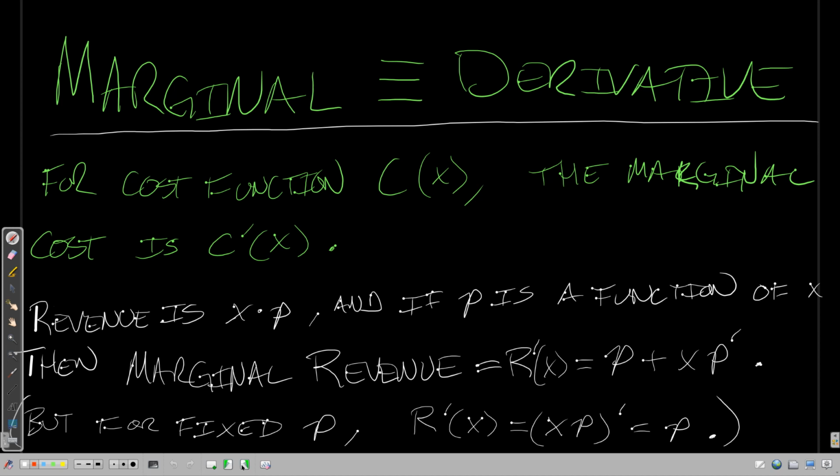The marginal functions just mean to take the derivative of the function. Easy. So, like if you had a cost function, then the marginal cost is the derivative of the cost function. You should keep in mind that revenue is just the number of units times the price per unit.